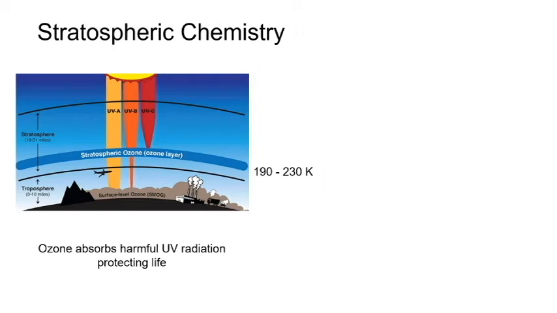Let's have a look at some applications then. In which regions is this important? The first one to consider is stratospheric chemistry, where the ozone layer in the stratosphere plays a very important role in protecting life on Earth by absorbing a significant amount of the harmful UV radiation that comes from the sun.